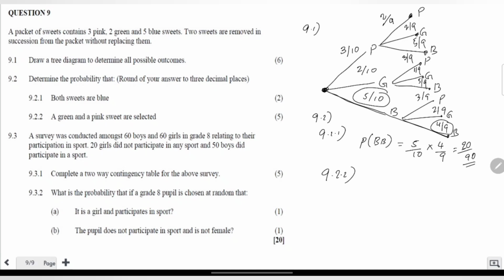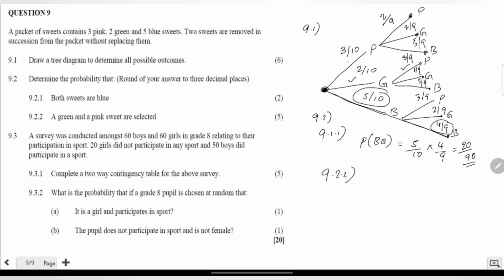Then 9.2.2: a green and a pink sweet are selected. They didn't say first one is green, second one pink, like that. It can be any order. So out of 2 sweets, one must be green, the other one must be pink. So green and pink, how many combinations are there? See guys, starting point, we can take this one, green and pink. Do you see that?